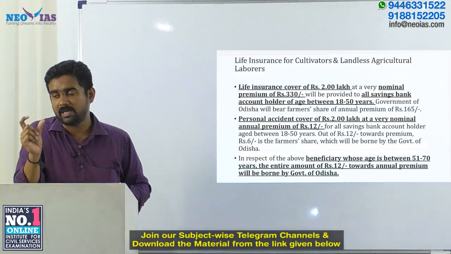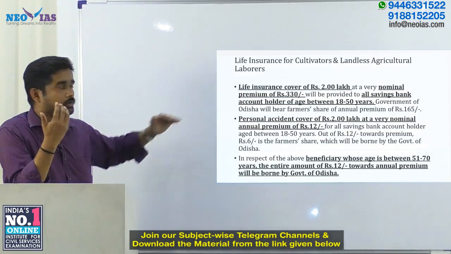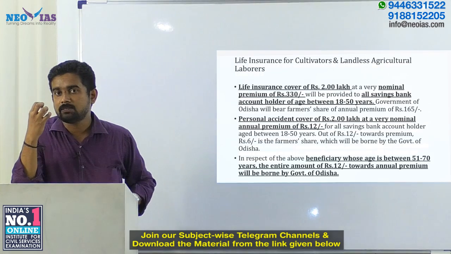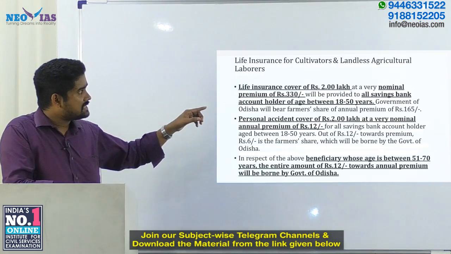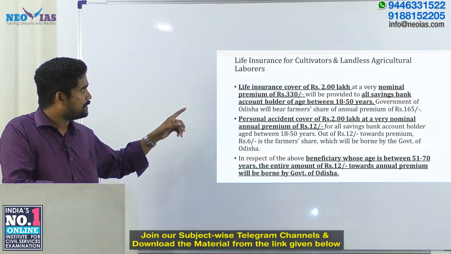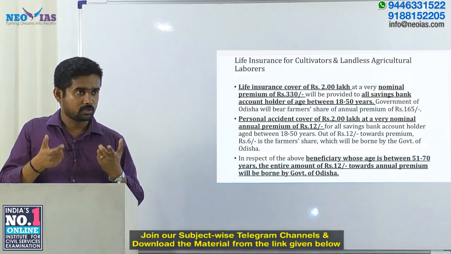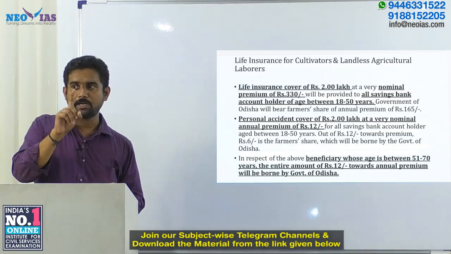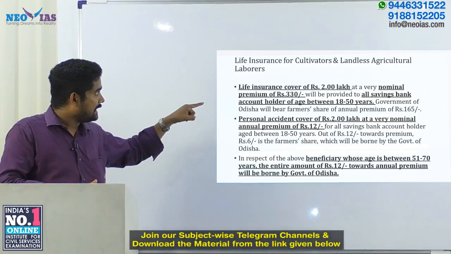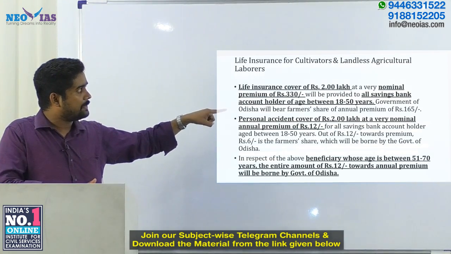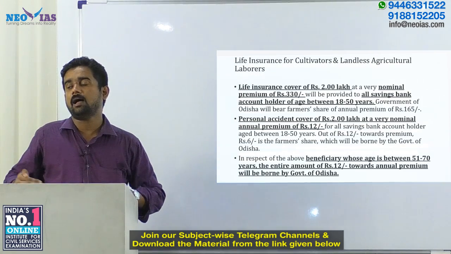So, once they are paying rupees 330 on a yearly basis, they would be covered for an insurance coverage of rupees 2 lakh, and all savings bank account holders of the age between 18 to 50 years are the people who are eligible for this. People between the age group of 18 to 50 who possess a savings bank account is the prerequisite, and among which the government of Odisha will bear the farmer share of rupees 165 in the annual premium.